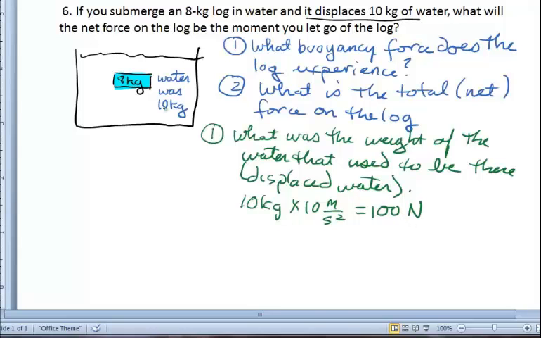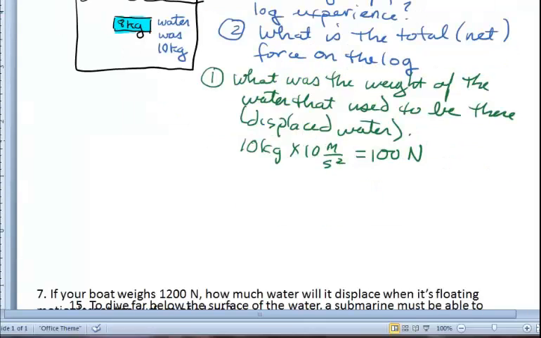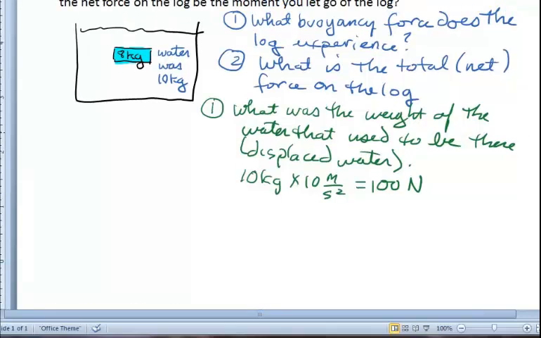Now notice, I gave you this in kilograms, but I could have just skipped a step and given it to you in newtons, and that's what you really needed anyway. So, oops, you're seeing what I'm going to do up ahead. Can't do that. Okay, so we know now that the weight of the water that would have been there is 100 newtons. So the water around it must have been pushing up with a buoyancy force of 100 newtons. So I'll just call it the answer to one.